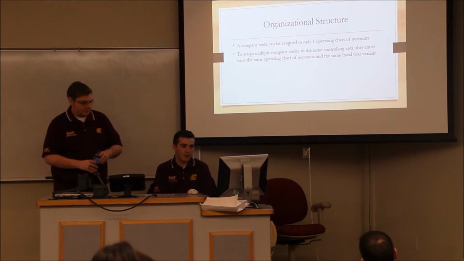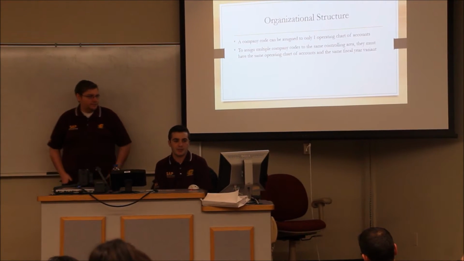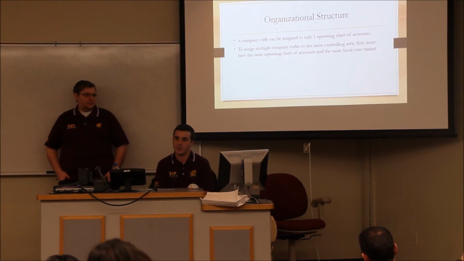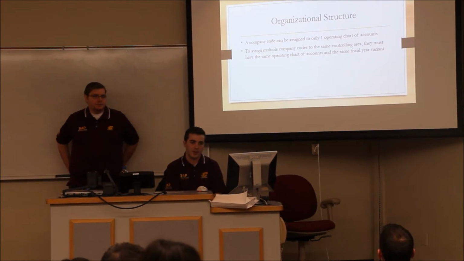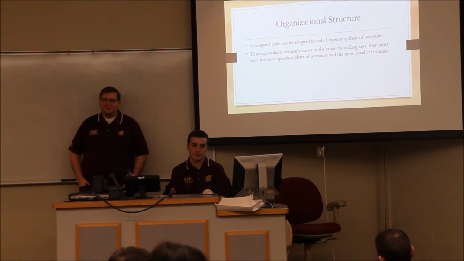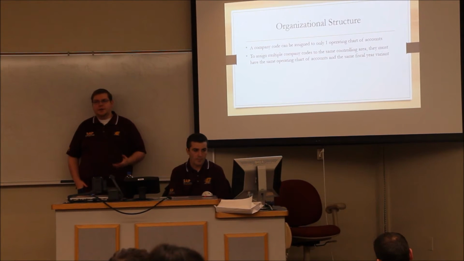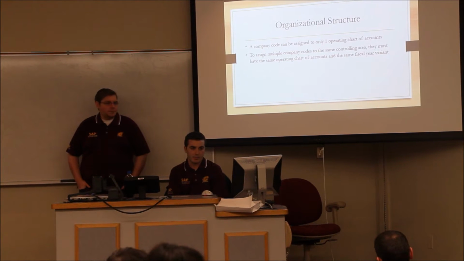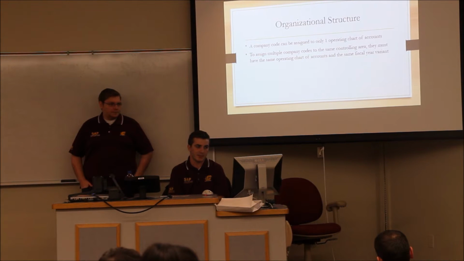As I said, a company code can only be assigned to one operating chart of accounts. The operating chart of accounts is basically a list of the different accounts you may use to report your financial information, such as certain expenses for the company, different suppliers, vendors, customers even. The chart of accounts contains the general ledger accounts that you use. And then you use different general ledger accounts for multiple things as well.